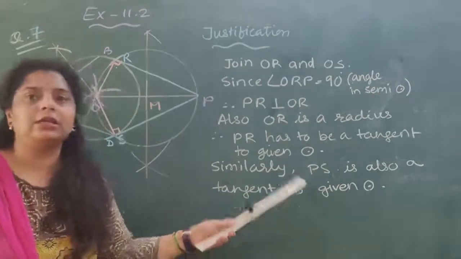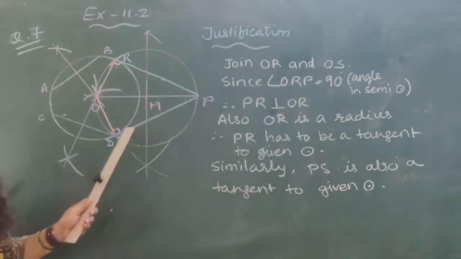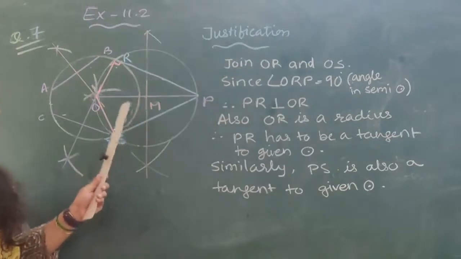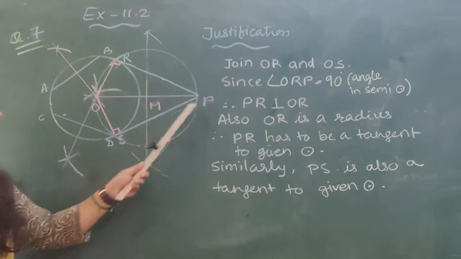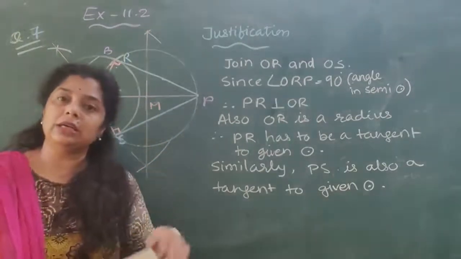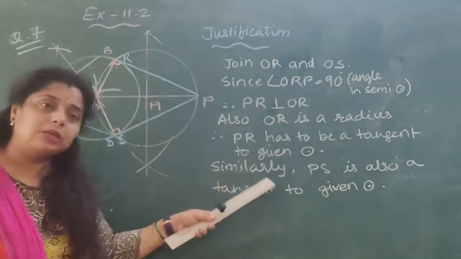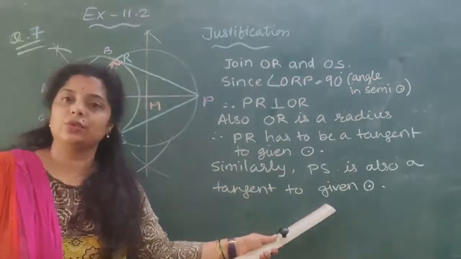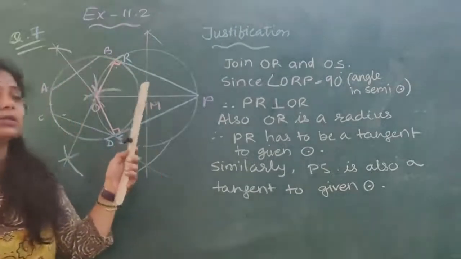It is not necessary to write again that since angle PSO is 90 degrees, angle in a semicircle, and PS is perpendicular to OS, OS is a radius, and therefore PS has to be a tangent. No need to write again for PS. You can just write, similarly, PS is also a tangent to the given circle. That's it.